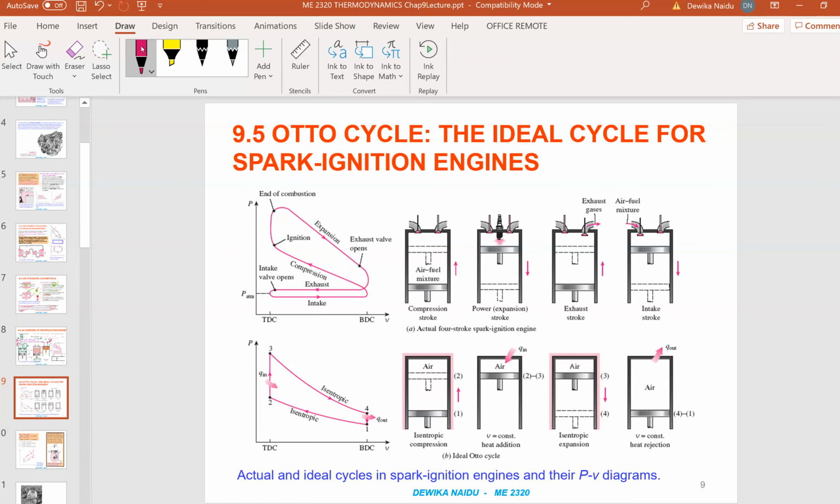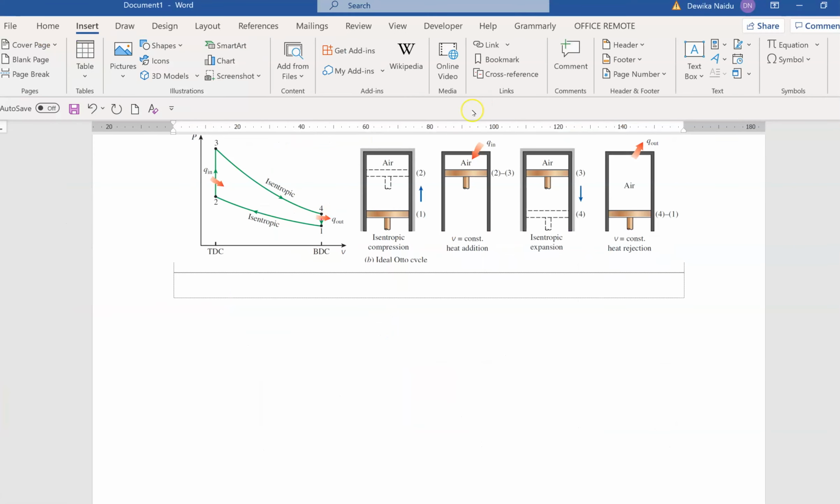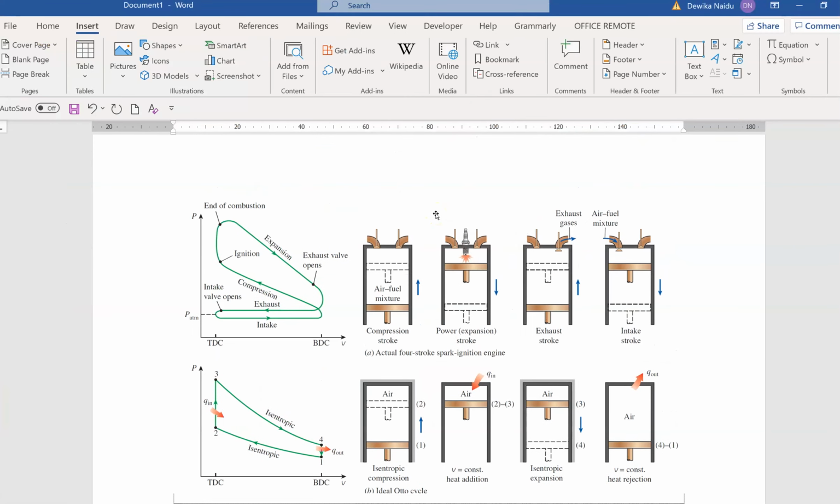Now this one is what is actually happening in your engine. Look at this. This is the actual thing that is happening in your engine. But of course it's very difficult. Look at these, there is no end of combustion, there are no sharp points here like what I've explained to you. It goes in and confuses, very difficult to study. So this is what we have idealized, and this is what is easy to study. So this is known as the ideal cycle.